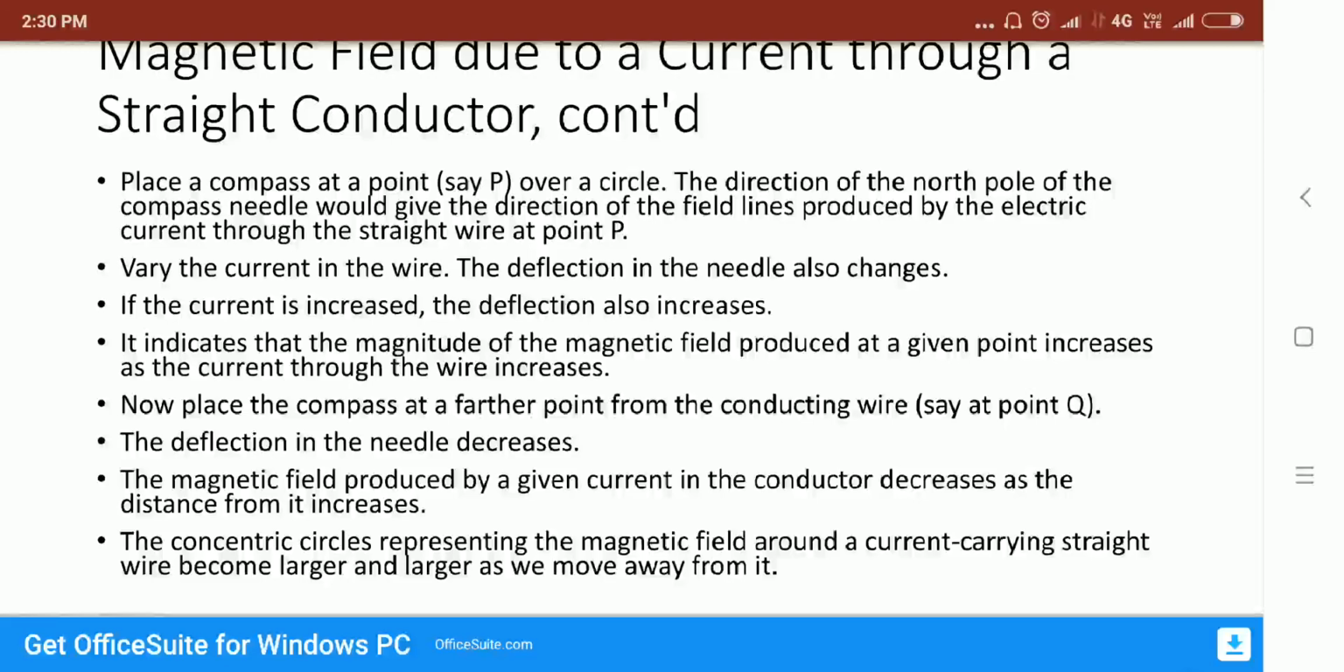So by observing this needle deflection, while varying the current value or the position of the needle, we can get an exact idea of how the magnetic field lines pass through in which particular direction. Those concentric circles represent its magnetic field. While it is near the conductor, the magnetic field strength is larger, and if we move away from it, it will be reduced.